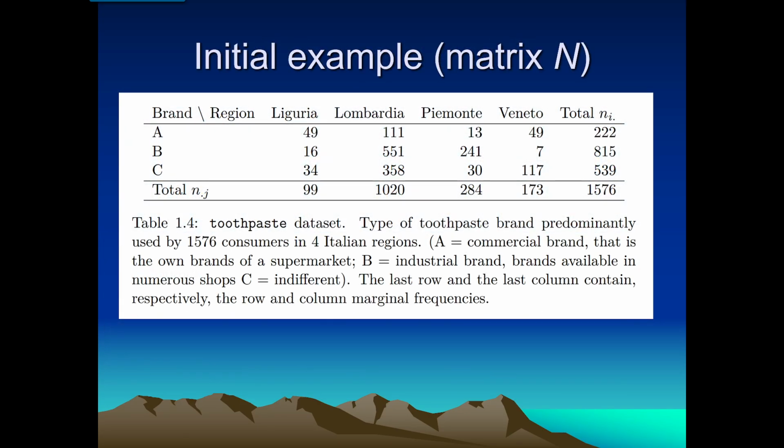Then an initial example that we have already seen in the first book, the toothpaste dataset. There are 4 regions of Italy and 3 different brands: commercial, industrial or indifferent. Industrial brand is the most expensive. Commercial is the cheapest. So, you have a new supermarket in a particular region. What do you expect your customers to buy? The cheapest or the most expensive?